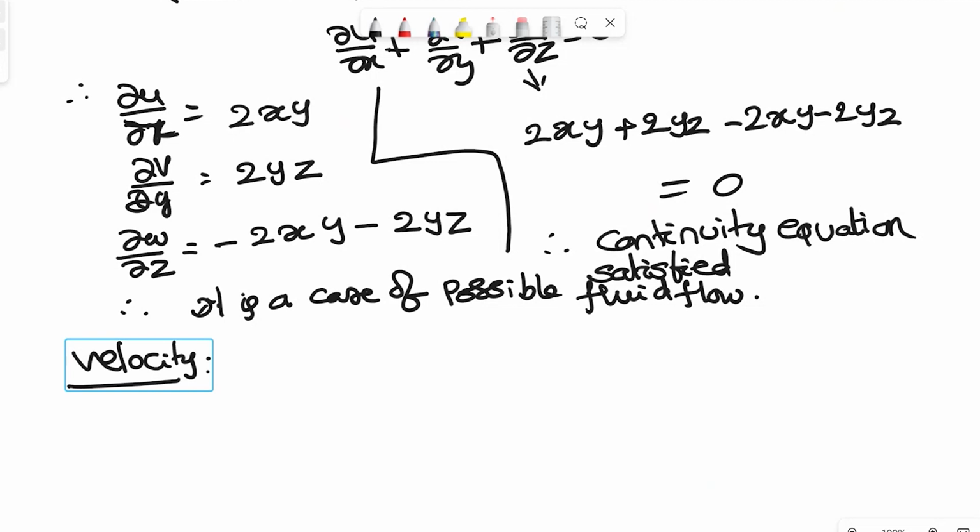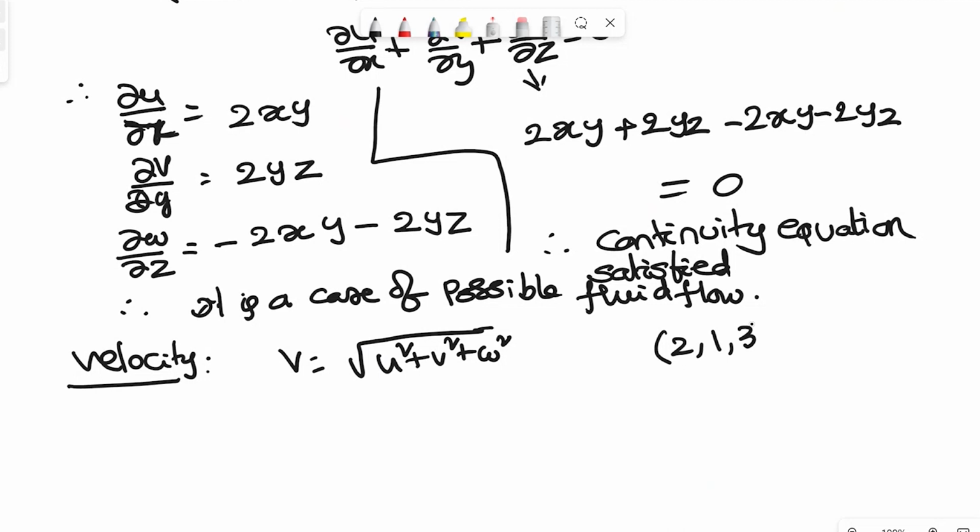Velocity calculation is V is equal to square root of u square plus v square plus w square. They have given the point also as 2, 1, 3. X is equal to 2, y is equal to 1, z is equal to 3. So if I take it, what is u equal to? U is equal to x square y. That means x square y is 2 square into 1. So it is 4.